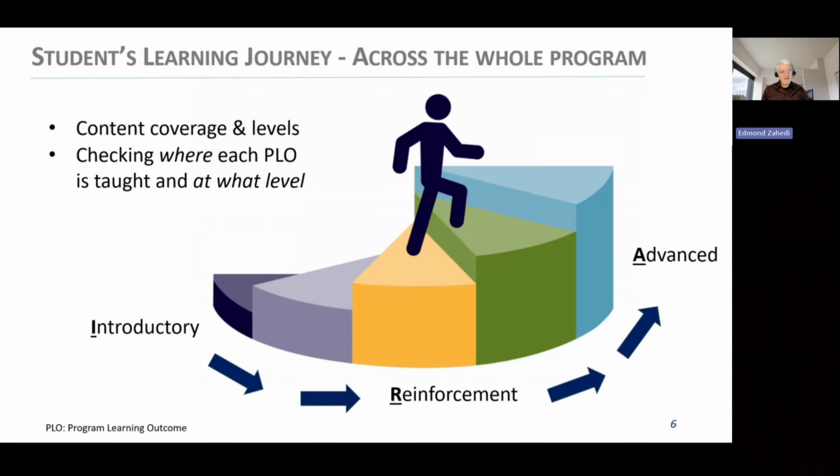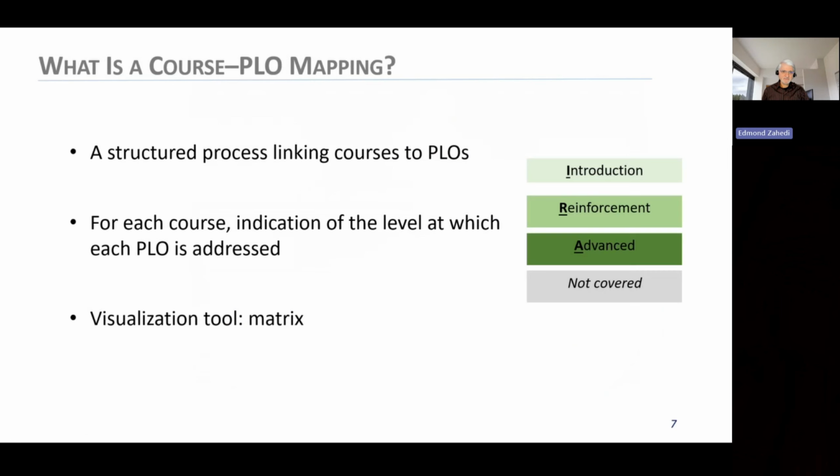How are we going to evaluate this alignment? This refers to the three levels IRA, introduction, reinforcement, and advanced, at which learning happens. Here we are referring to the well-known spiral concept in pedagogy, where students encounter similar content multiple times, but at increasingly advanced levels. We start with the I's, move through the R's, and reach the A's.